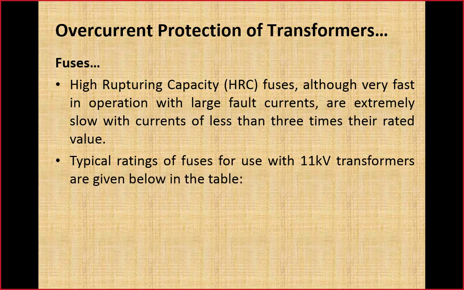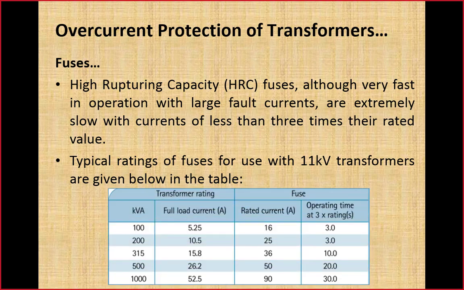For example, typical ratings of fuses used for an 11 kilovolt transformer are given below. In this table, for a 100 kVA transformer, the full load current, calculated using the voltage of 11 kilovolt, is 5.25 ampere. We use this formula to calculate the current: I load is equal to 100 kVA divided by root 3 into 11. That is the formula to calculate this current.